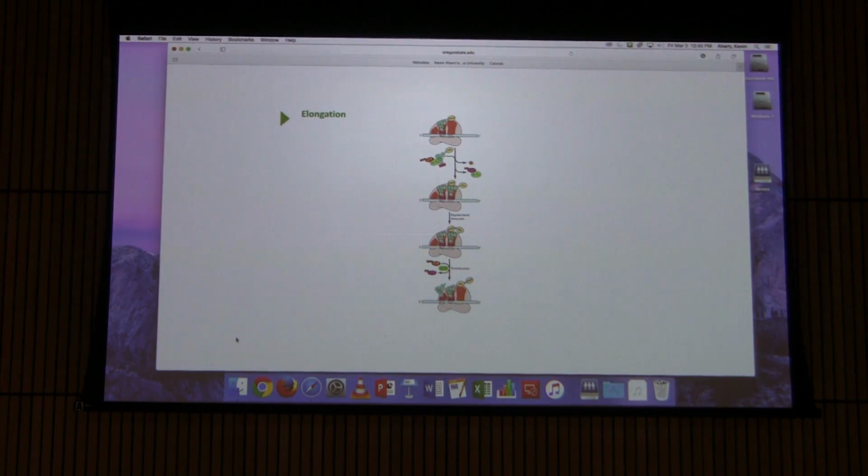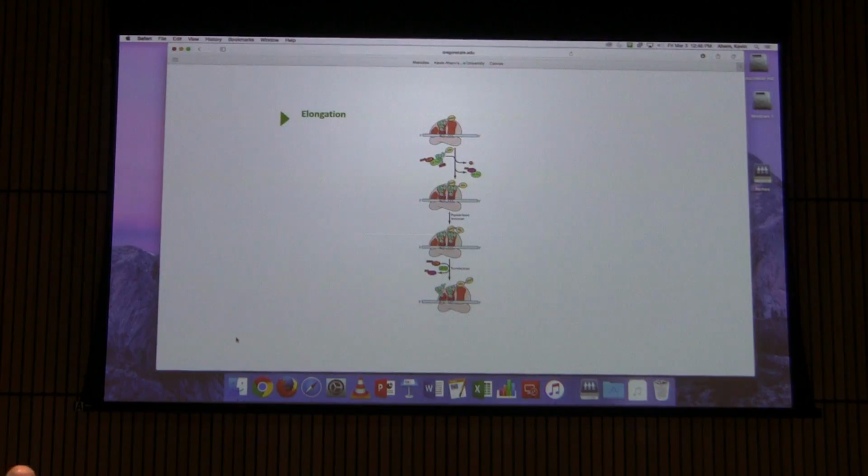EFTU is one of those. You can see the very important role of EFTU. And you notice I told you that EFTU was using GTP energy to do what it does. The second elongation factor that plays an important role in translation is known as EFG, elongation factor G. Very easy one to remember. And what EFG does is it is the thing that's responsible for moving the ribosome 1 codon away.